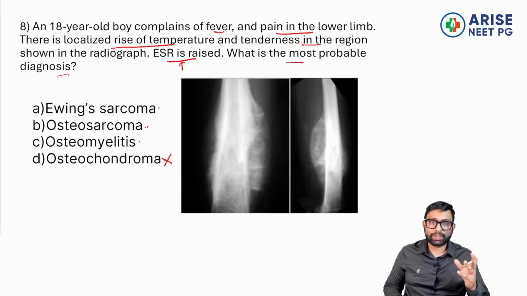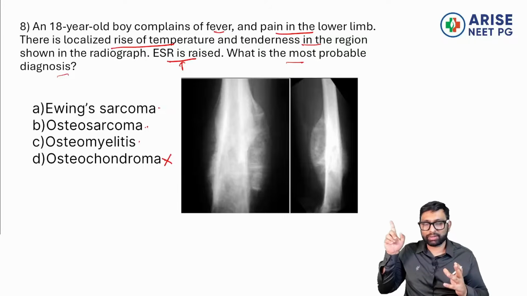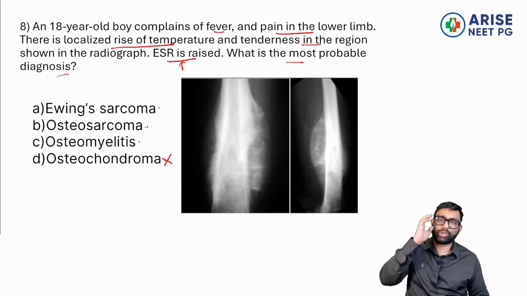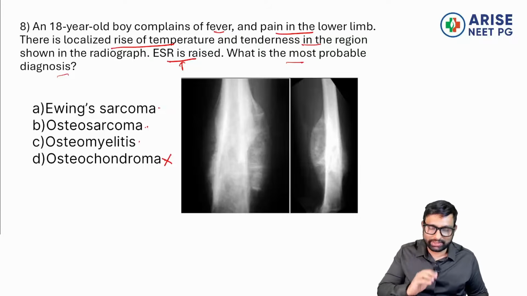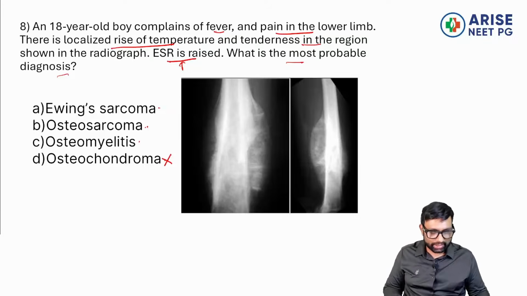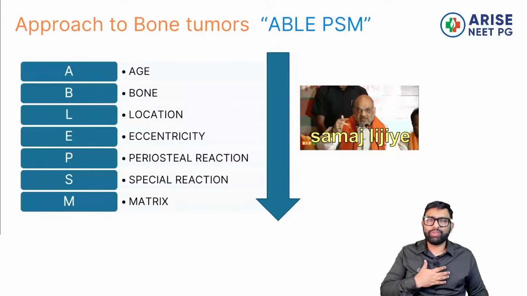and a lot of other people look at the diaphysis of the femur and they think this is Ewing sarcoma. So which approach is right? Which do you think is the right approach here? So let's understand how we approach bone tumors.